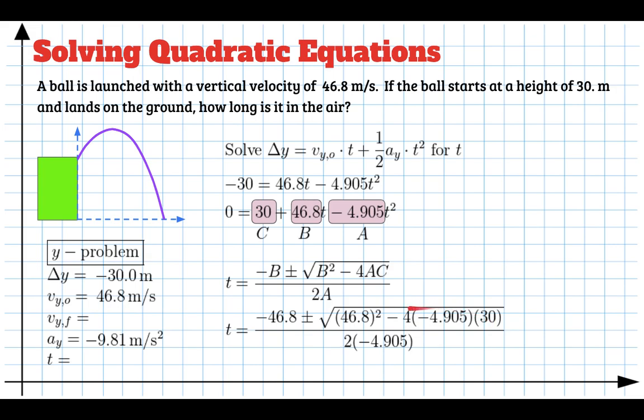You've got to make sure you group these things. All of this is in the radical. And of course, all of that is in the numerator. Then you've got to divide it by 2 times a.